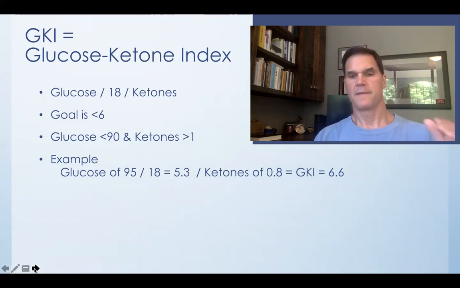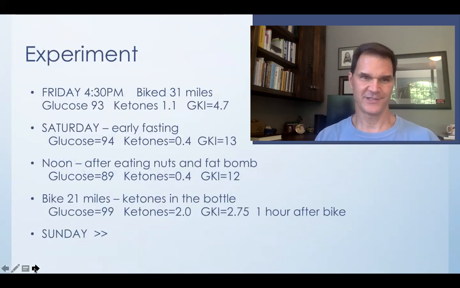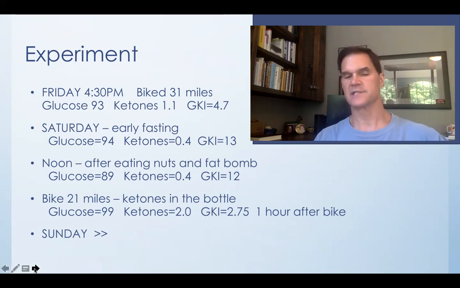So where this is helpful is you can produce ketones. Even if you're diabetic, if you fasted and you exercise, you could probably increase ketones. But if your glucose is too high, then your GKI is not going to be great. So this is a way of a little more acuity in terms of tracking our progress. And this is what I'm doing currently. I want to see my GKI. It'll bounce up and down, but I want to consistently see numbers below 6 throughout the week.